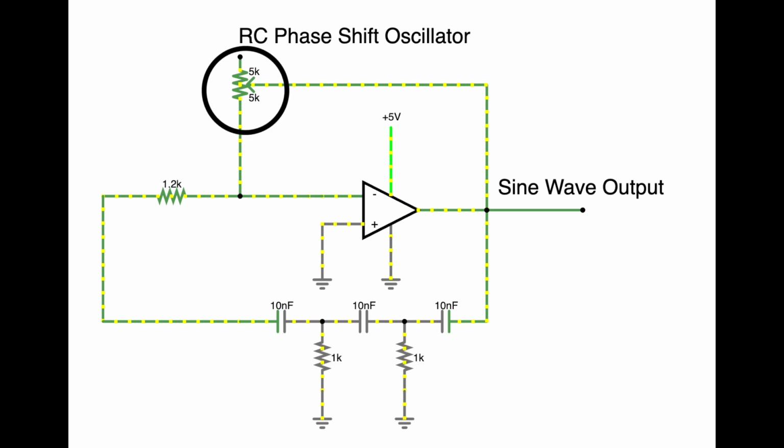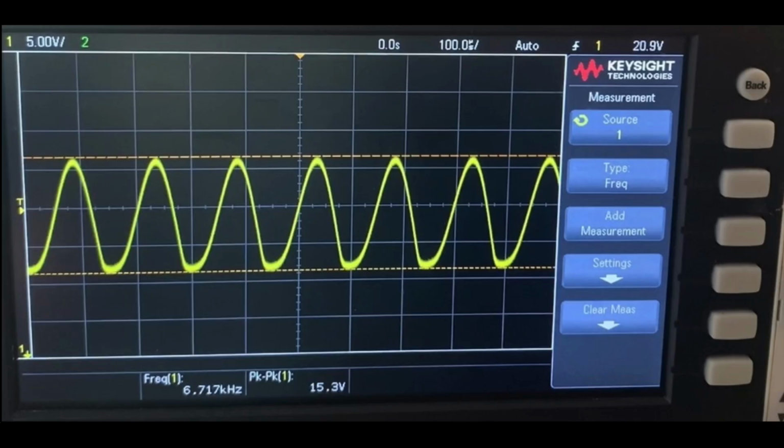The potentiometer here, along with the resistor, are considered as the feedback resistance, which must be 29 times the other resistor values to obtain a pure sine wave, which is called the attenuation factor. This is the sine wave on the oscilloscope. In this case, the circuit produces a sine waveform with a 6.7 kHz frequency.